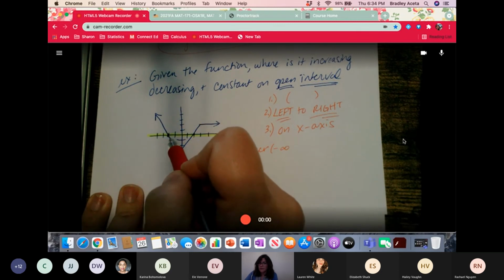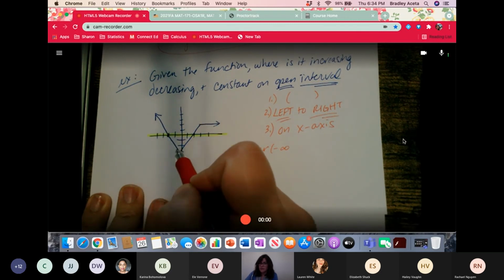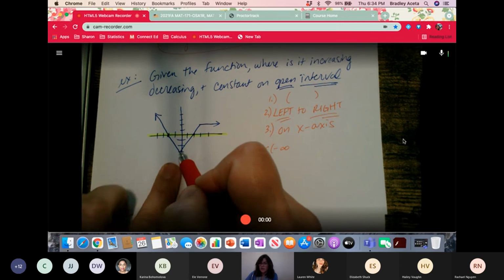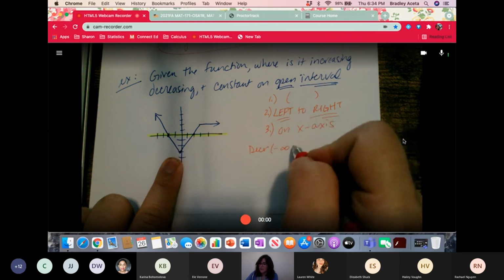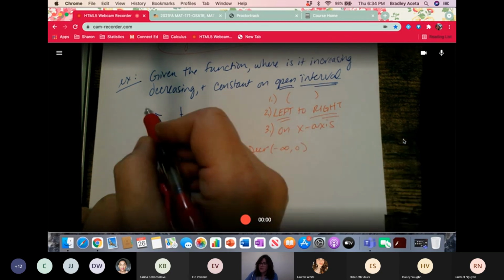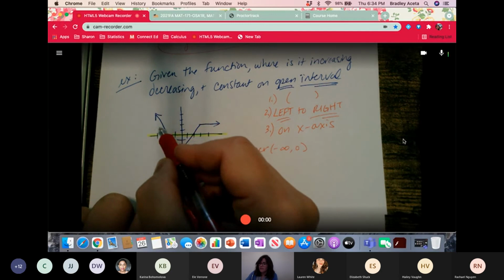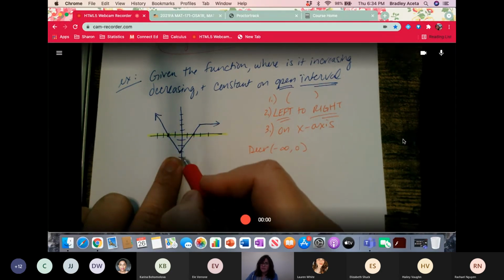until where? Well, there's an x-axis point. Yes, but I'm still decreasing. I'm still decreasing. I'm still right about here is where it changes. Where is this point on the x-axis? Oh, this is at 0. So I'm decreasing from -infinity to 0.